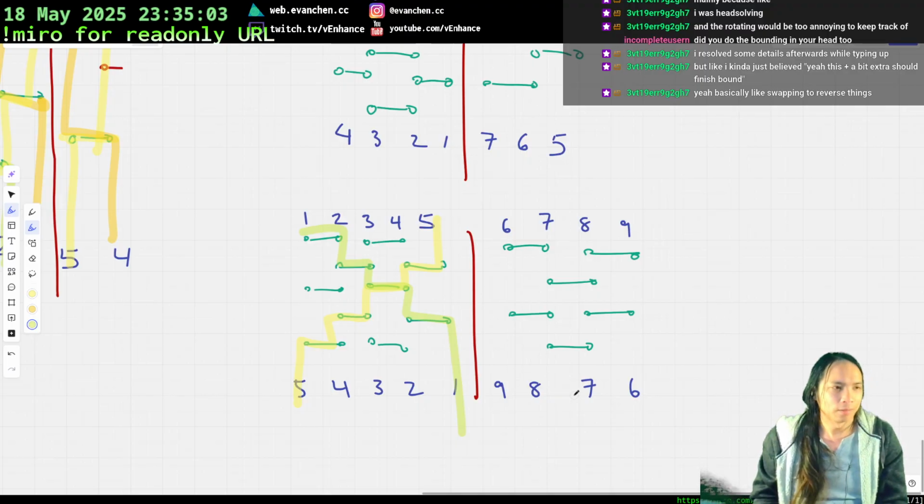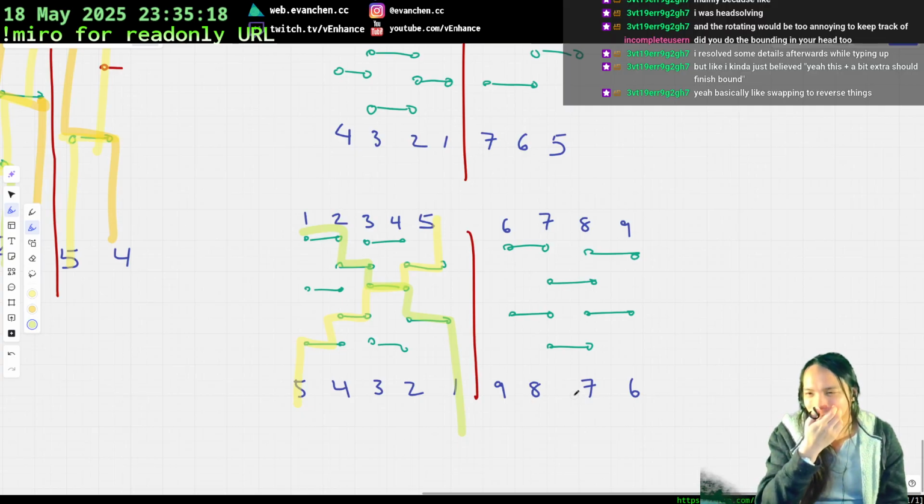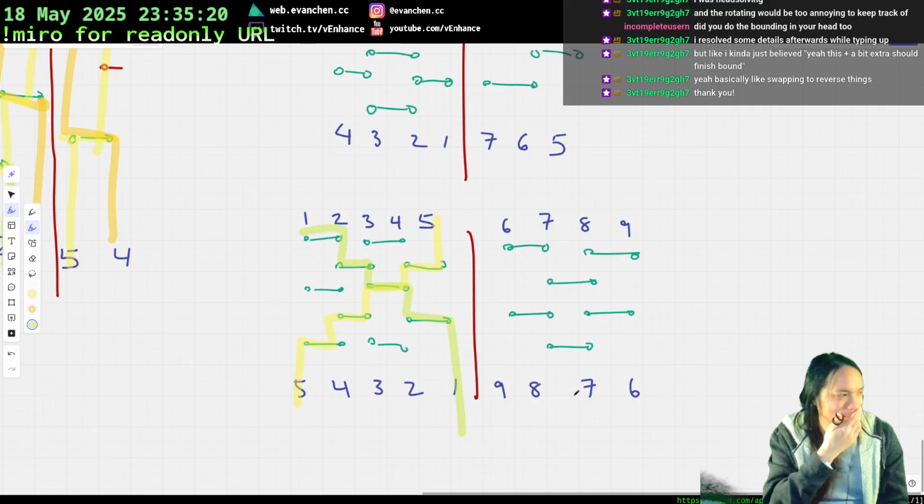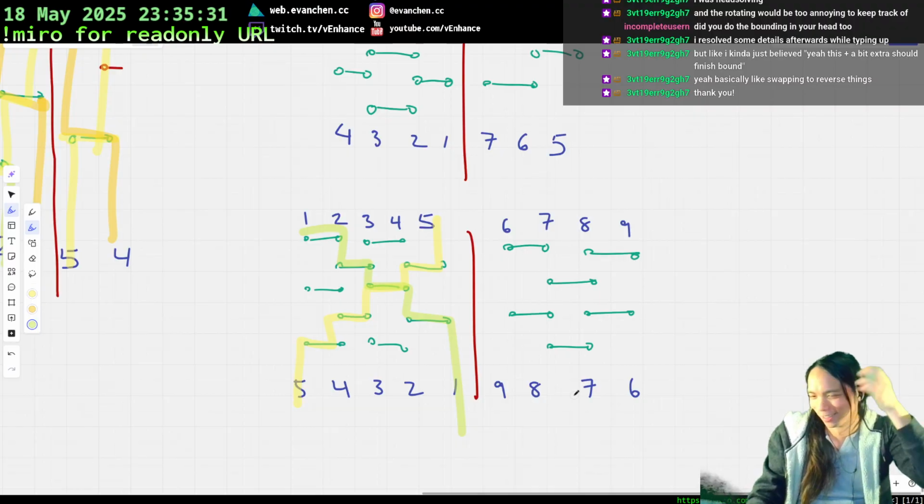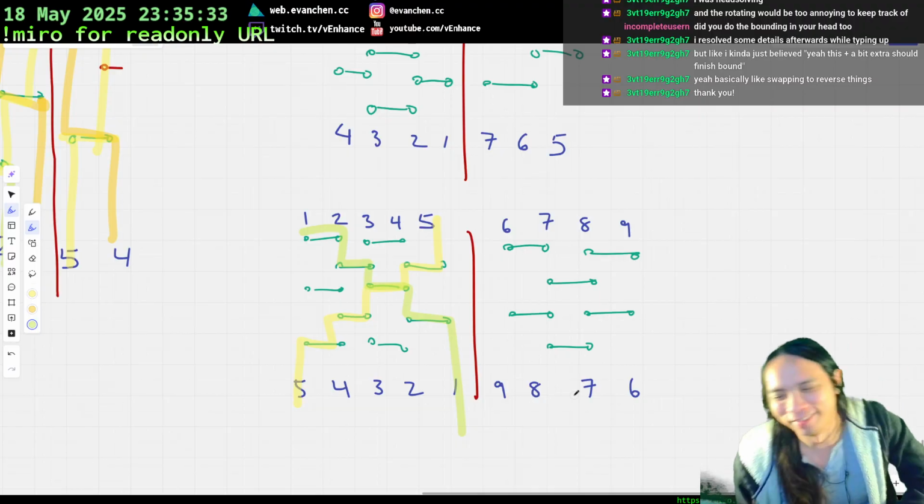Okay, yeah, that is good. Yeah, this construction is really cool. Oh man. It's like everything fit. Everything lined up exactly the way it should have.